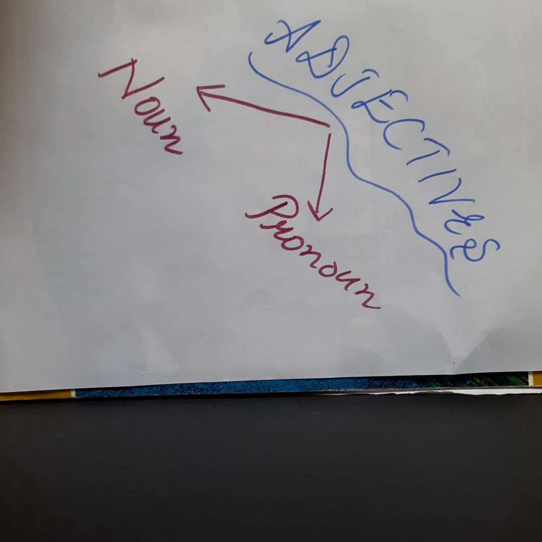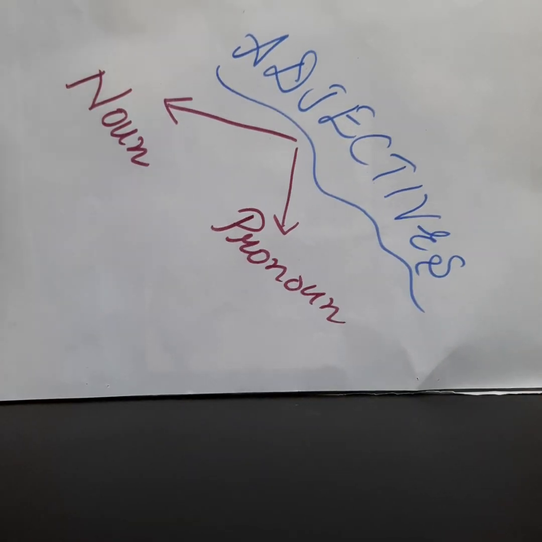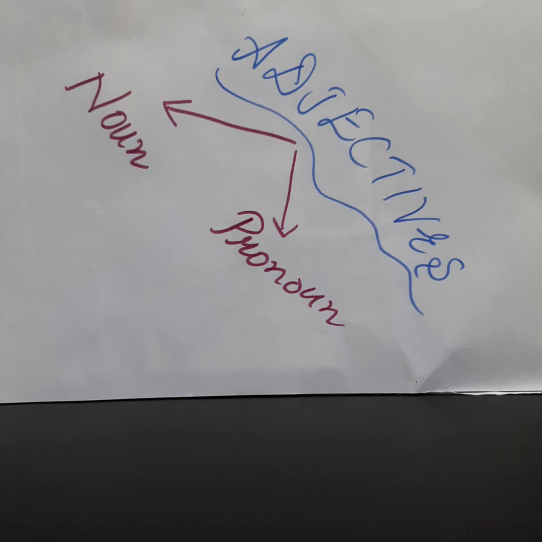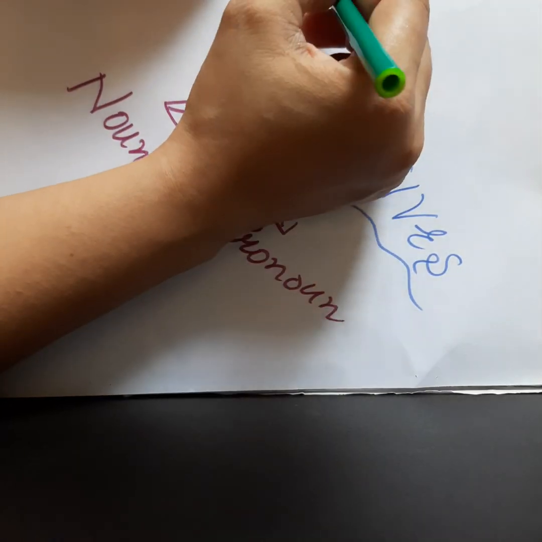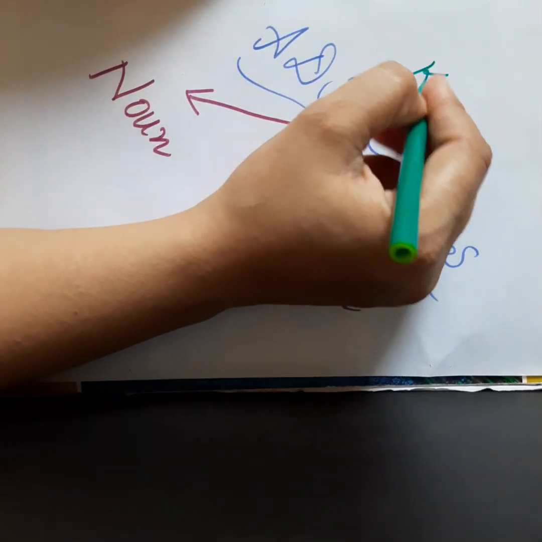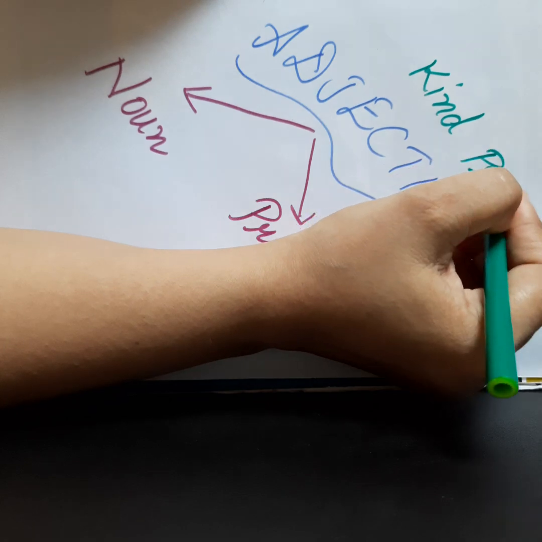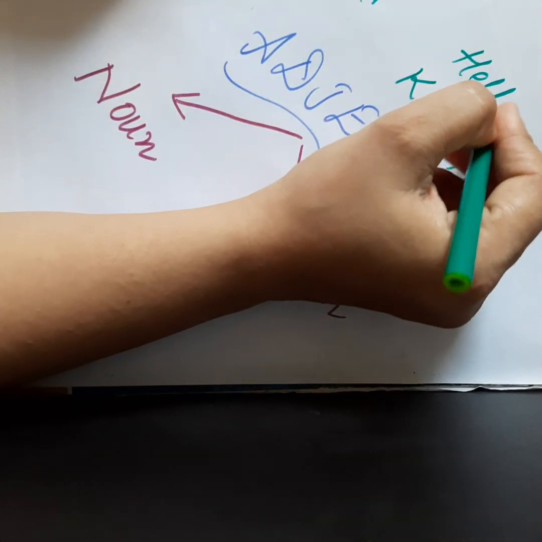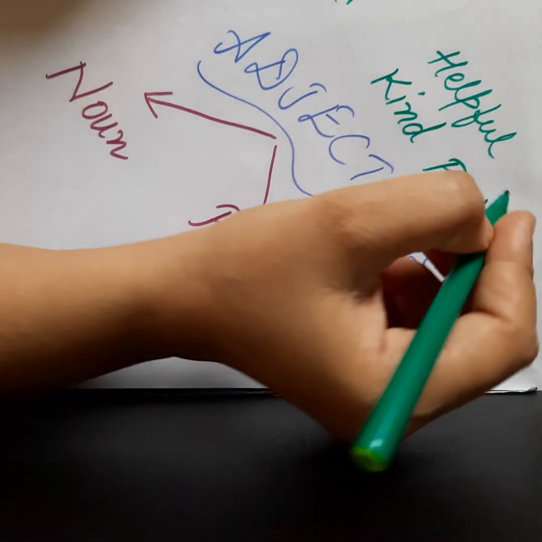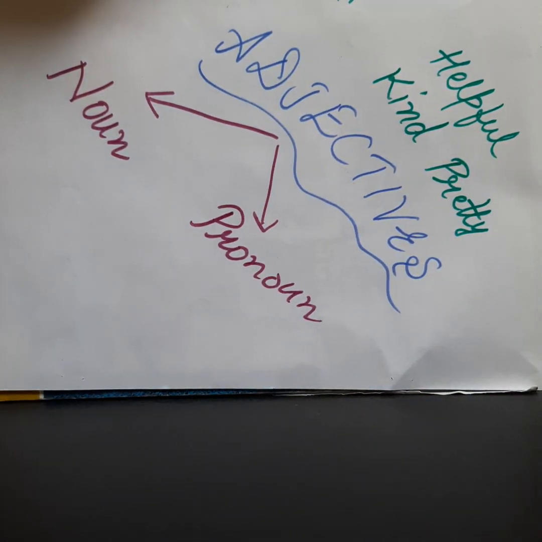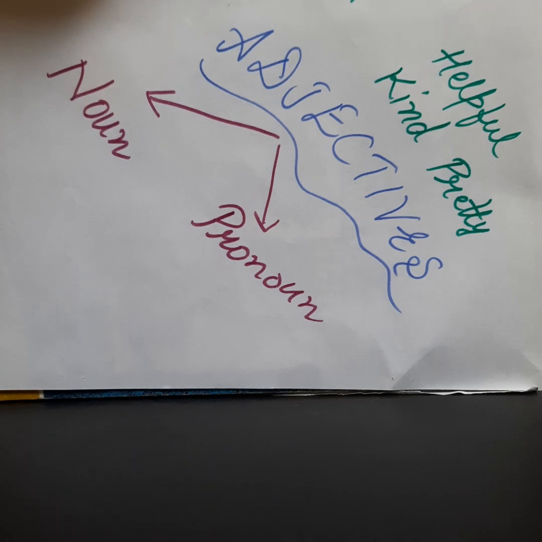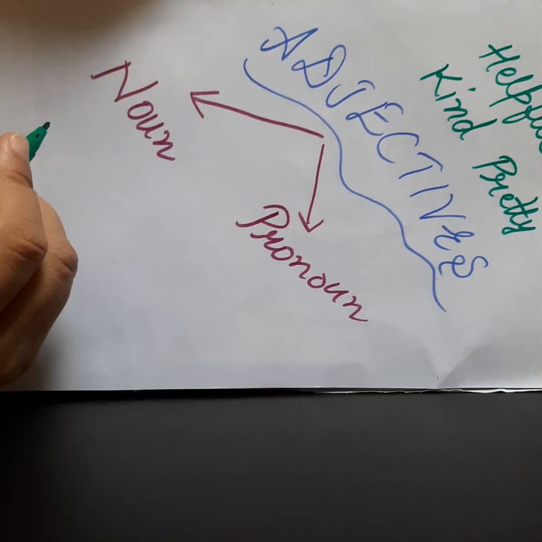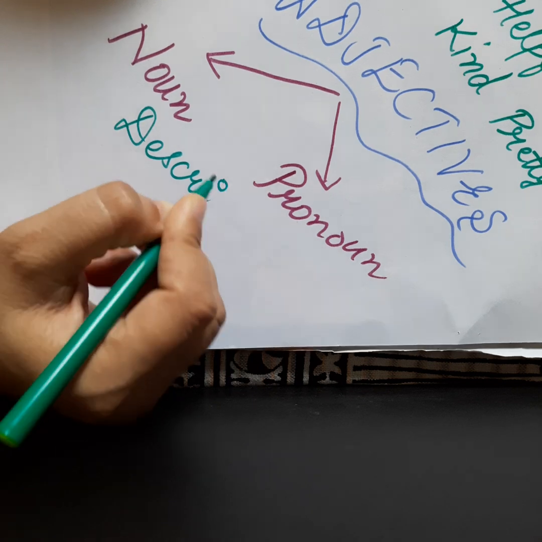For example, if I want to talk about, let's say, my friend, and I'm sharing information about my friend with someone, what can I say? My friend is very kind, right? I can say my friend is very pretty. I can say my friend is very helpful. My friend is happy. So such words actually help me to describe my friend, isn't it? So we can say that adjectives are basically describing words, right?